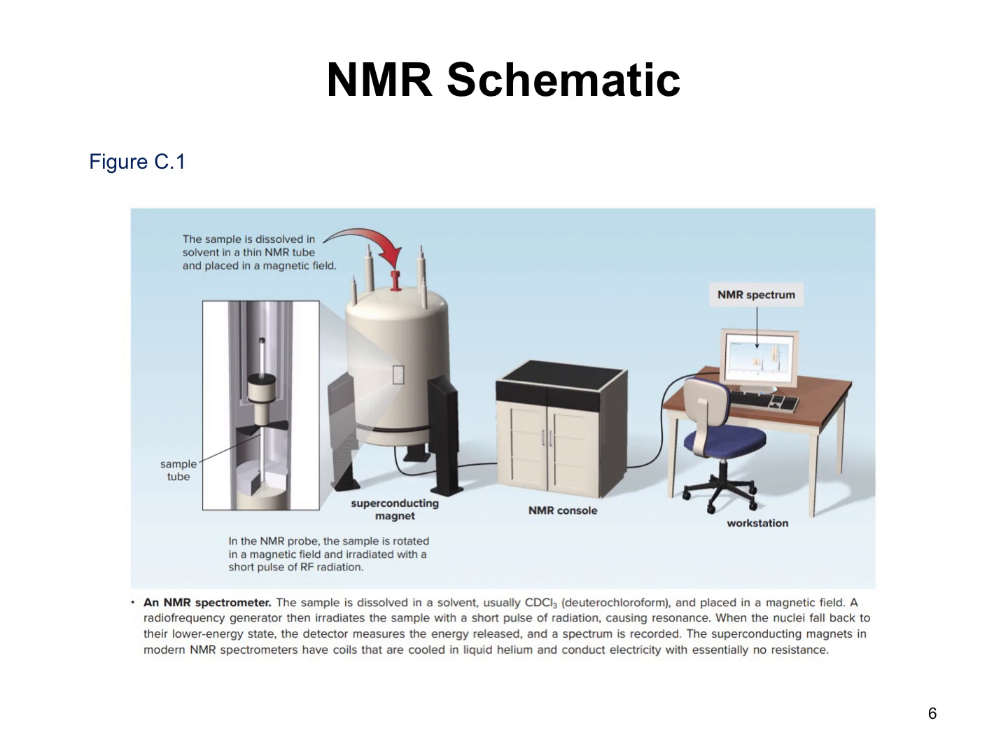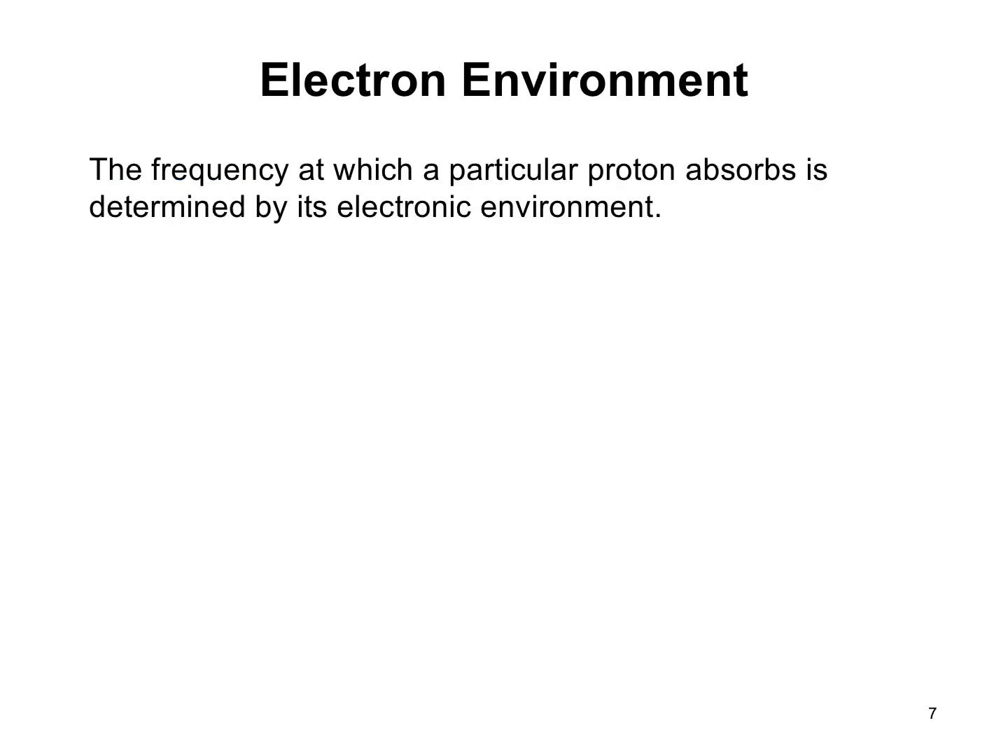Now, if all protons absorbed at the same frequency in the magnetic field, the spectra of all the compounds would just consist of a single absorption. And that would make the NMR useless, right? Because one peak doesn't help us. However, that's not the case. All protons do not absorb at the same frequency. They're slightly different, and so that is really helpful for us.